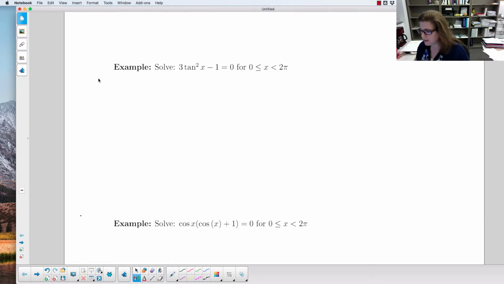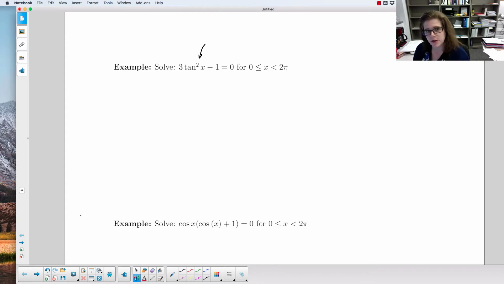Now, in class we started working on solving some linear trig equations. So we ended up with one solution within 0 to 2 pi. Sometimes we have to deal with a trig function that is raised to a power higher than 1. So in this situation, we end up having to take the square root and we end up with multiple answers. So I have 3 tangent squared x minus 1 is equal to 0.